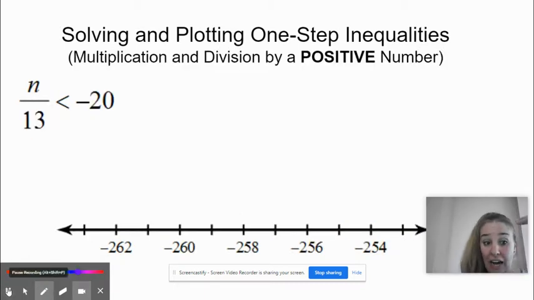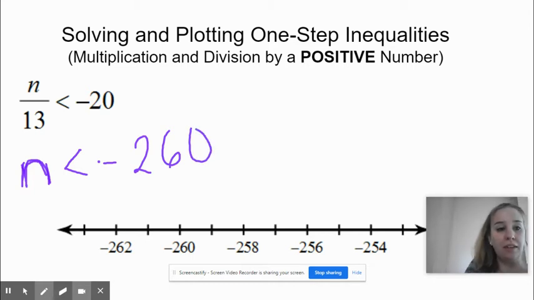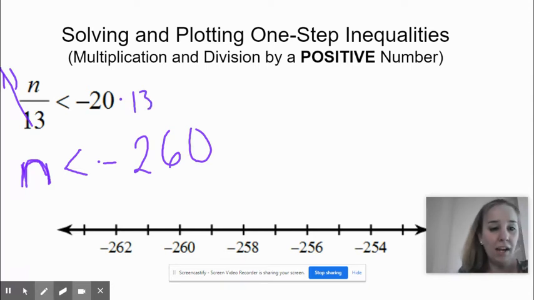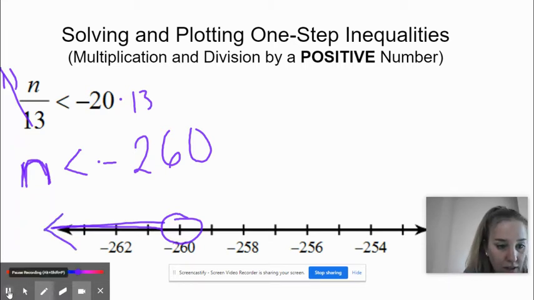So now n divided by 13, if we were solving this like it were an equation, we would be multiplying both sides by 13. And you would get, n is less than negative 260, right? Because you multiplied both sides by 13 to cancel that out. So here's my 260. It's an open circle. And n is everything less than. So I'm going to go down the number line further and further into the negative land.